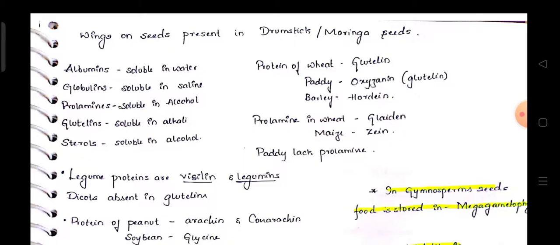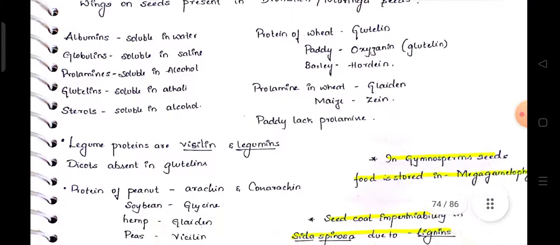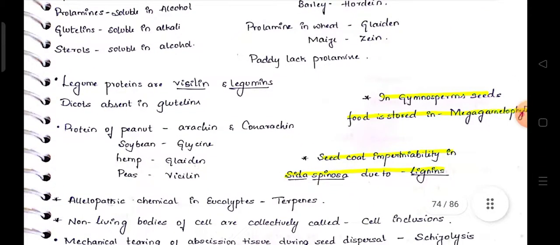I repeat, albumins are soluble in water. Globulins in saline condition. Prolamins in alcohol. Glutelins in alkali, and sterols in alcohol. Proteins of wheat are glutenin, paddy is oryzenin or glutelin, barley is hordenin. Prolamin in wheat is gliadin, maize zein, paddy lacks prolamin. Legume proteins are vicilin and legumin.